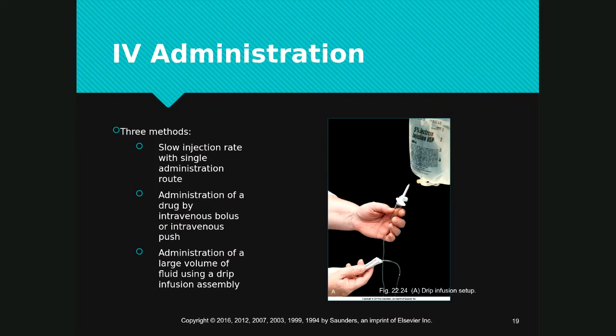When we talk about IV administration or intravenous, there are 3 methods of IV administration. You have a slow injection rate with a single administration route. You can have administration of a drug by intravenous bolus or IV push. And you can have an administration of a large volume of fluid using a drip infusion assembly, which is basically like from an IV bag where it drips a slow, low amount of medication over a long period of time.